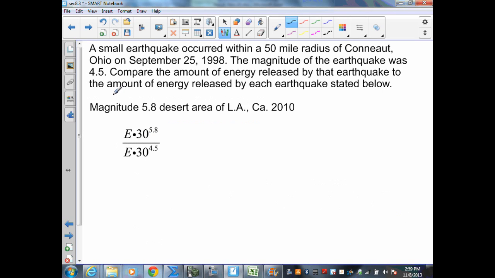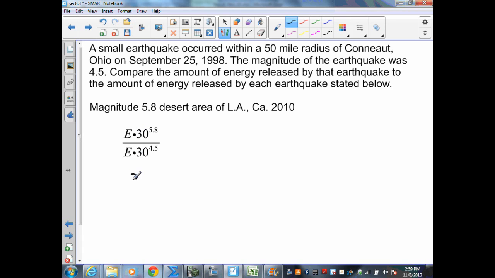Let's look at another one of those examples. Again, I'm going to use the earthquake with magnitude of 4.5 in Conneaut, Ohio, and I want to compare that to an earthquake with magnitude 5.8 in California of 2010. I'm going to put the largest magnitude on top compared to the smaller magnitude on the bottom in a ratio.